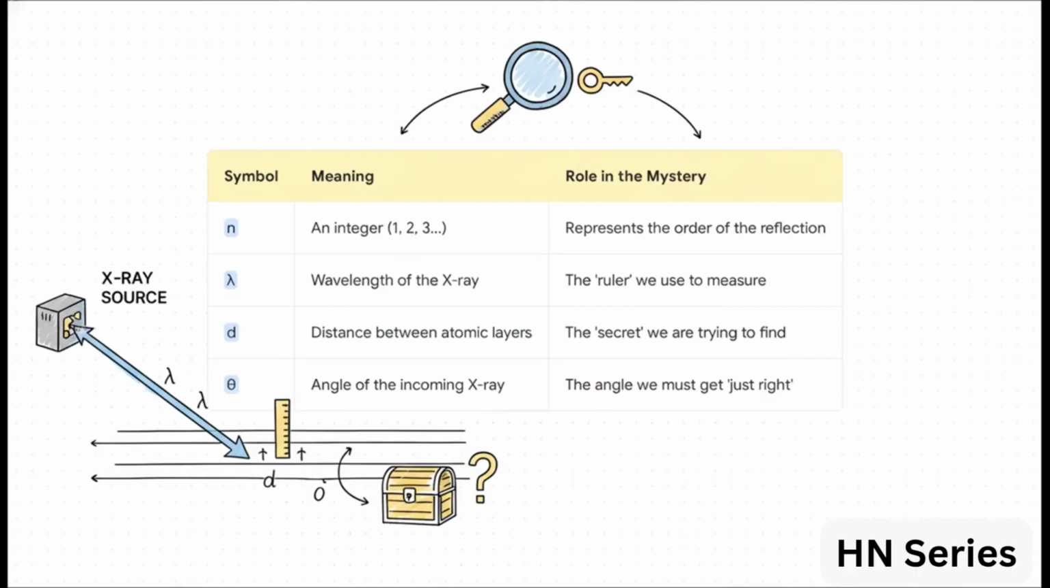This table really helps break the code for us. You've got lambda, that Greek letter, which is just the wavelength of our X-ray. Think of it as our atomic scale ruler. Then there's theta, which is the angle we're firing the X-rays at. We can control that. And d? Well, d is the prize. That's the secret we're trying to find, the actual distance between those layers of atoms.